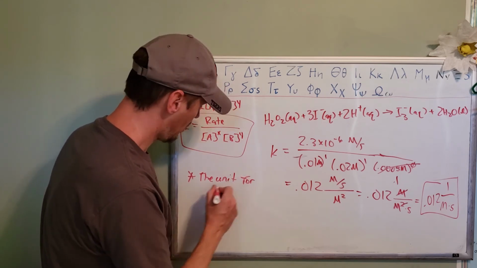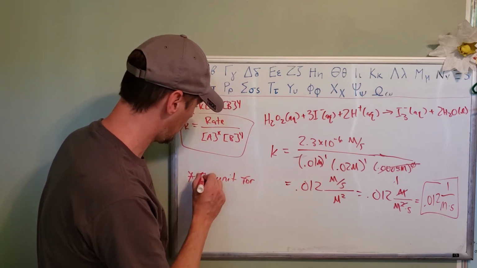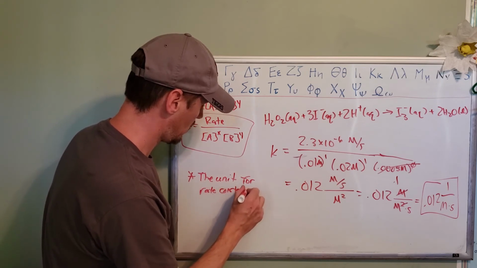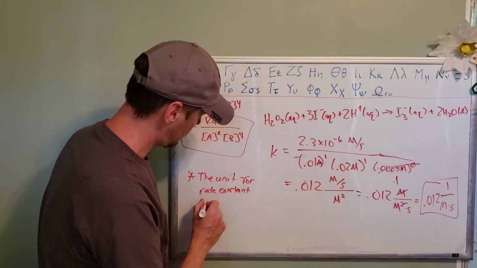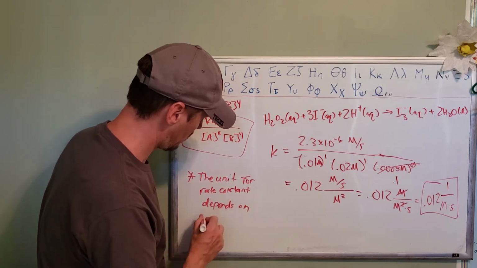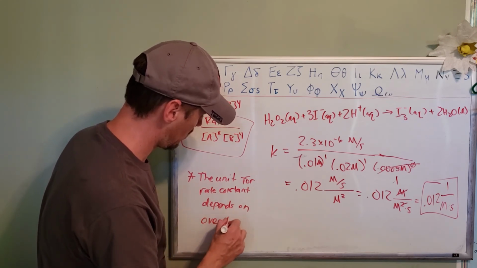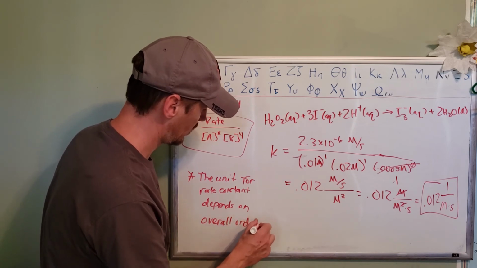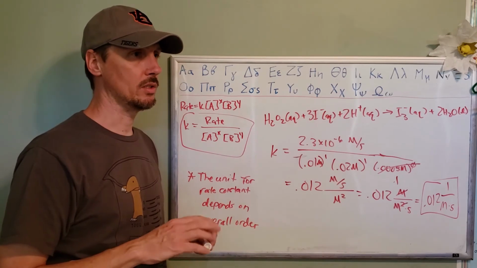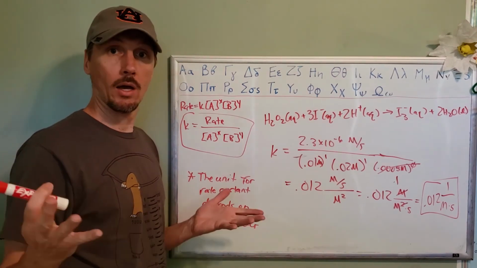But the main thing that I just want you to remember is that the unit for the rate constant depends on the overall order. So that unit is going to vary depending on what the overall order of the equation is. Okay? That's it for today.